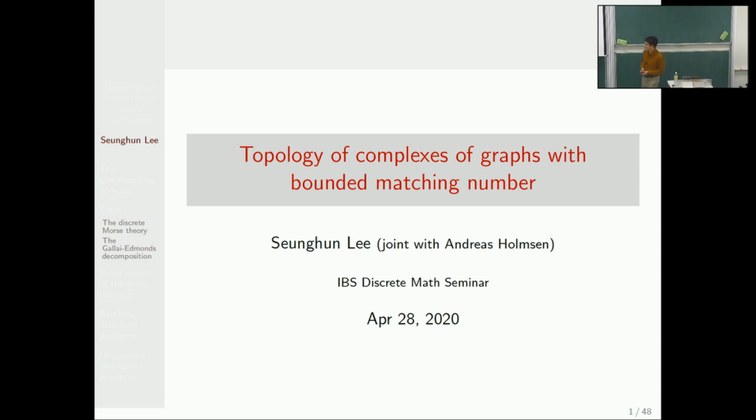Thank you very much for inviting me here. It is very honorable to give a talk in the IBS Discrete Math Seminar. The title of today's talk is a little bit changed. I did not recognize it. The title is "Topology of Complexes of Graphs with Bounded Matching Number." This is joint work with my advisor, Andreas Olsen.